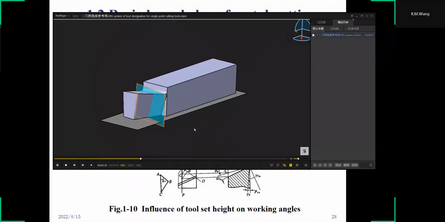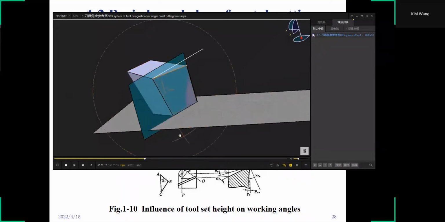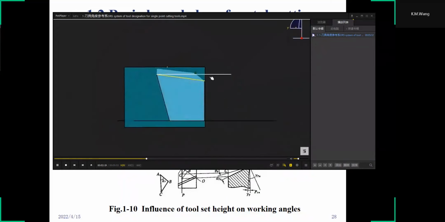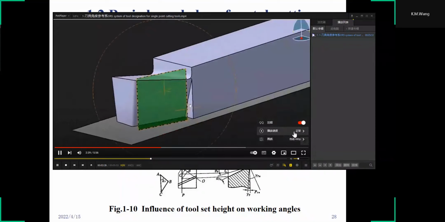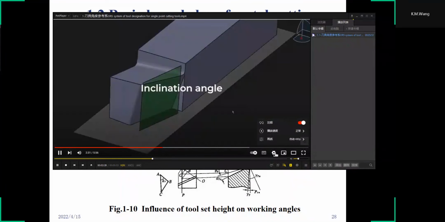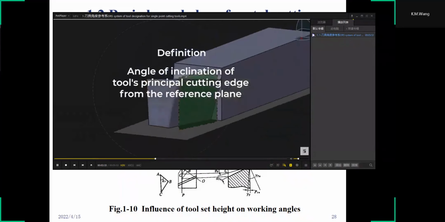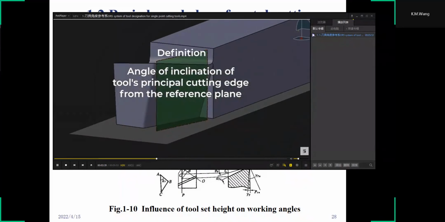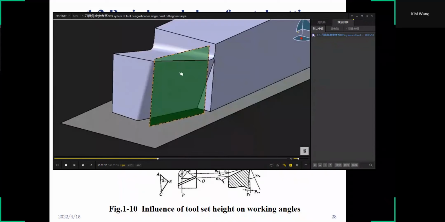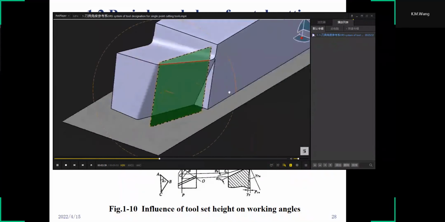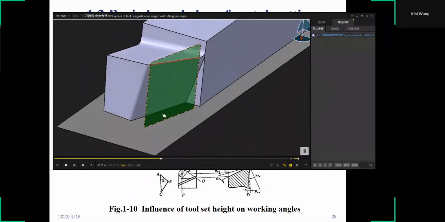Okay, this is the orthogonal plane, right? If I cut the tool in such a way, and you can see this edge, the angle between this edge and the horizontal, this angle is called orthogonal rake angle. The second angle is inclination angle. Inclination angle is the angle of inclination of tool's principal cutting edge from the reference plane. Which means that the inclination of this cutting edge from this reference plane.